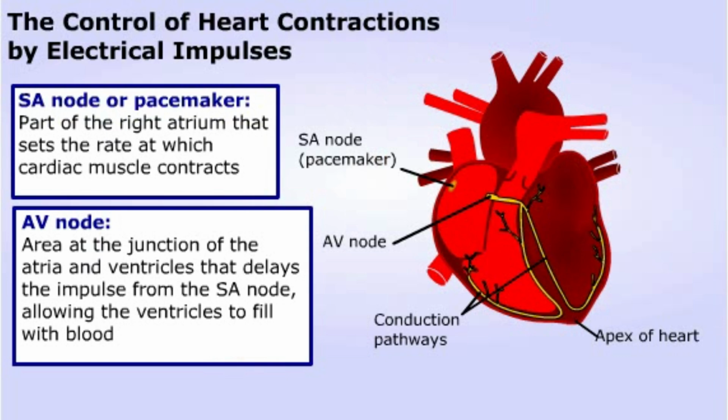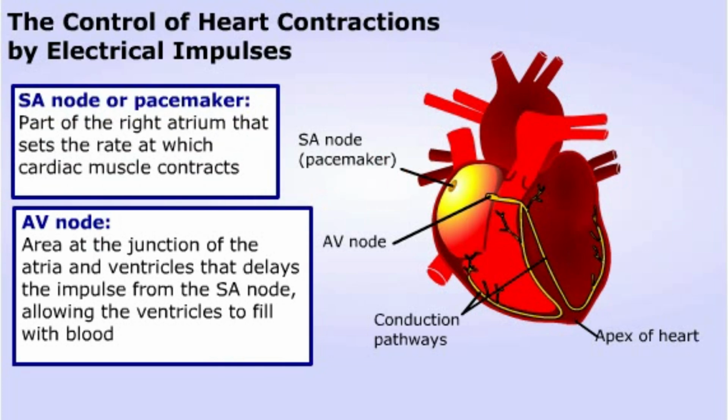Recall that heart muscle, or cardiac muscle, consists of a network of interconnected fibers. Part of the right atrium, the pacemaker or SA node, generates electrical impulses that travel across the heart and set the rate at which the cardiac muscle contracts. These impulses don't pass across to the ventricles in a wave.